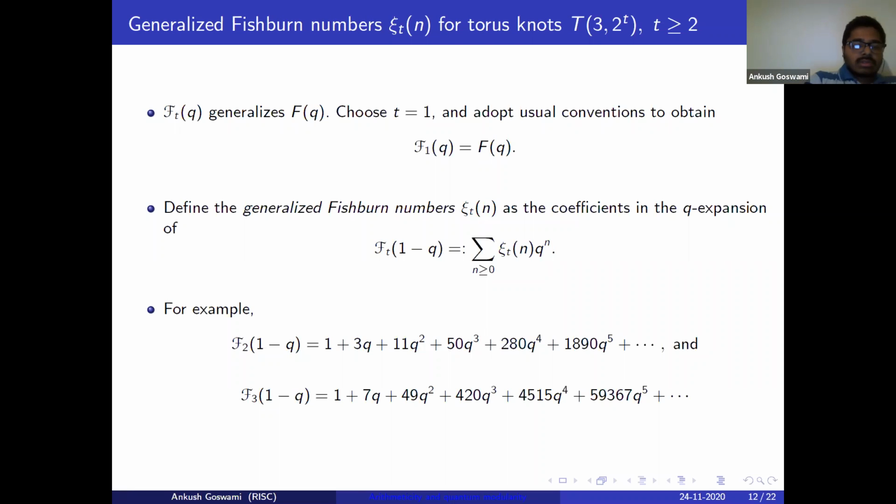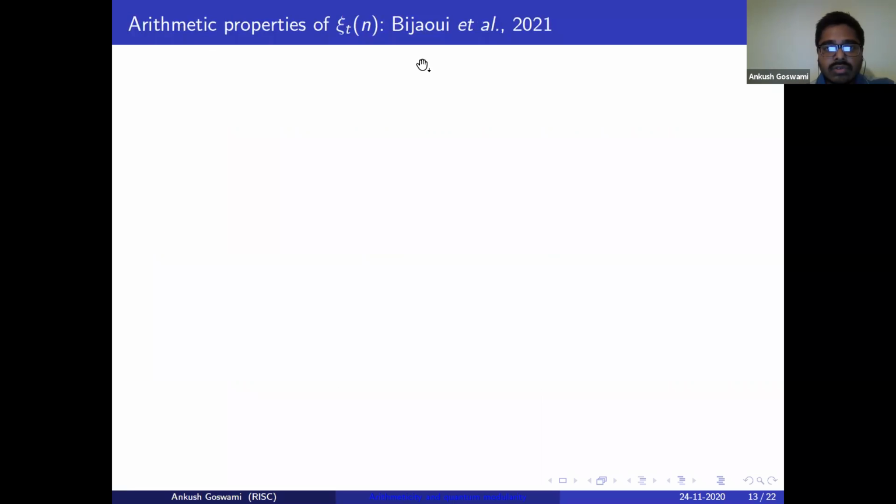Now we're going to discuss a natural question: what about congruence properties for these generalized Fishburn numbers xi_t(n)? In this year, recently, Bijaoui and others have studied congruences for these numbers xi_t(n), and their paper is going to appear in print in 2021.